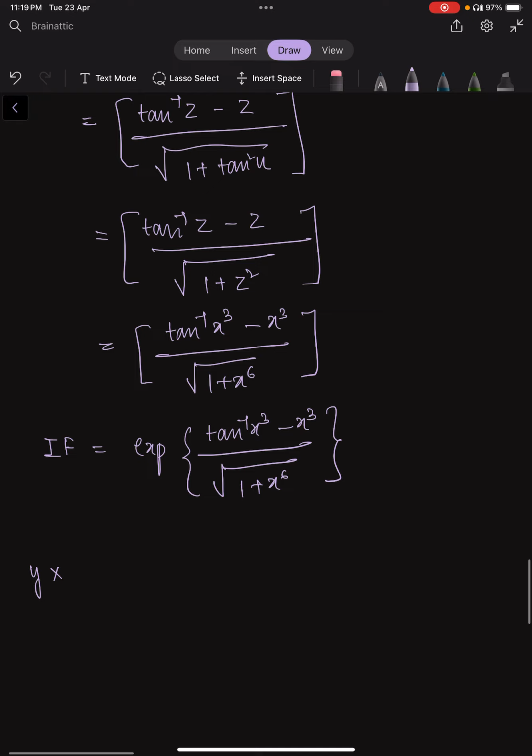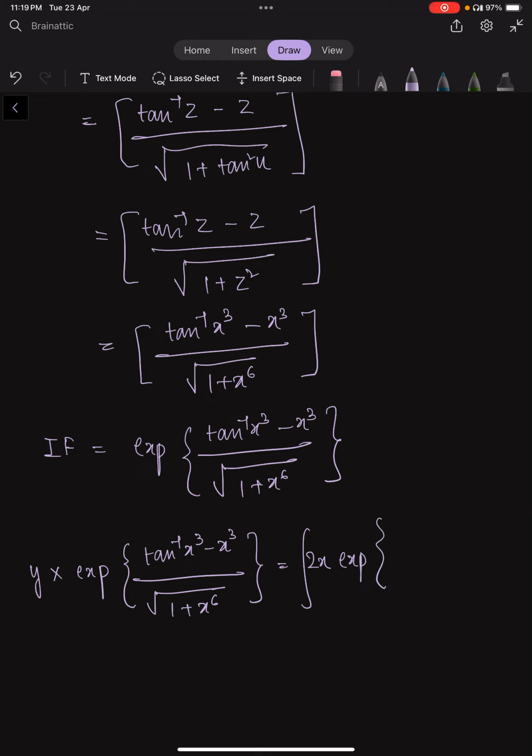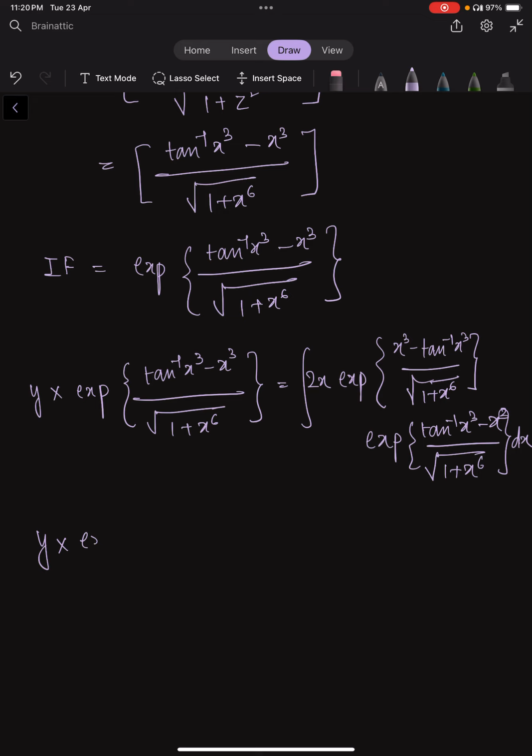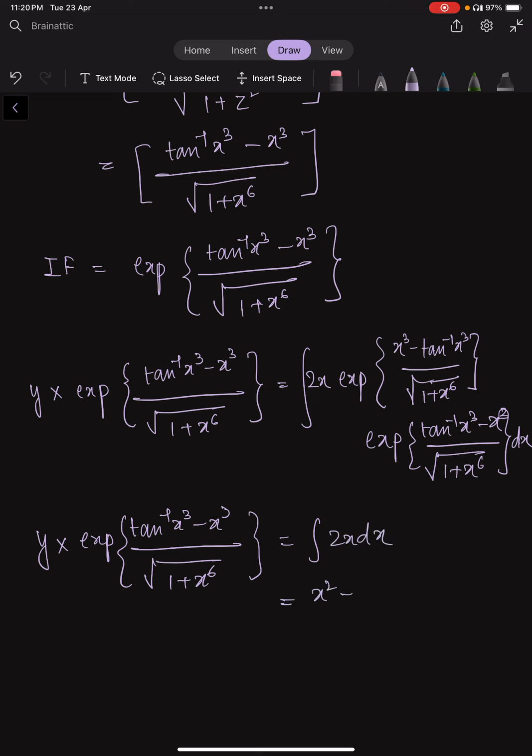Now, we apply this to the solution. So we have y into exponential of tan inverse of x cube minus x cube by root under 1 plus x power 6 is equal to the integral of 2x times exponential. If you see, the term Q is basically x cube minus tan inverse of x cube by root under 1 plus x power 6, and we got the integrating factor as exponential of tan inverse of x cube minus x cube by root under 1 plus x power 6. Okay, so they cancel each other out, and what we are left with is the integral of 2x dx, and this is nothing but x square plus c.